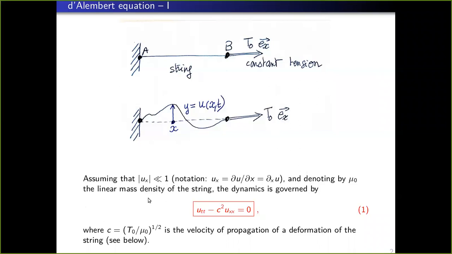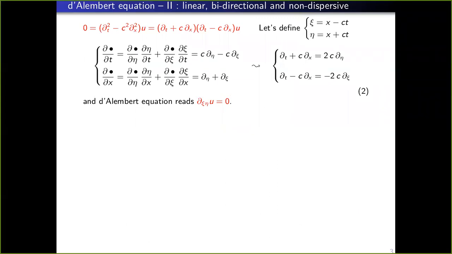Okay, and I guess you've seen this equation before. And if not, you can check on the handwritten notes how it can be established in the case of the string. Yes, so let me write it in this way. So, I mean, this is obviously equivalent to the previous one. And this can be factorized like that.